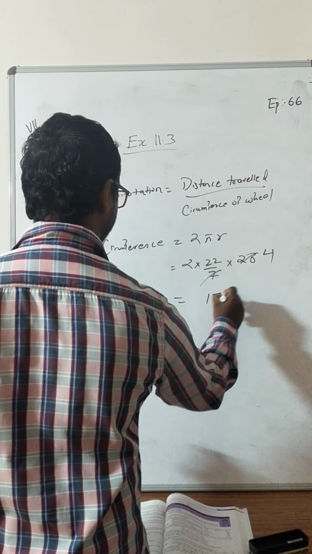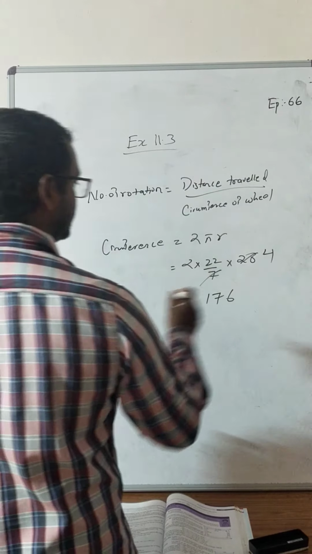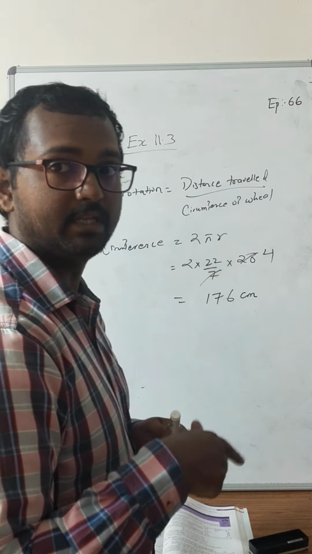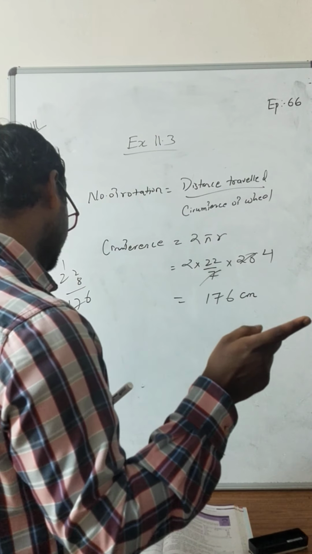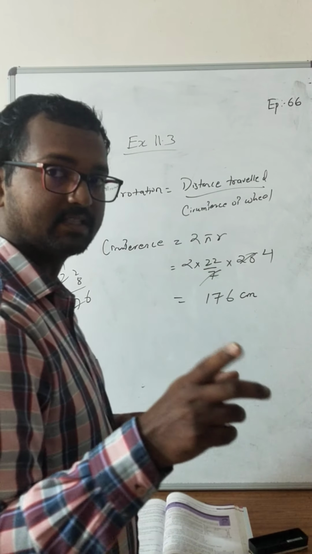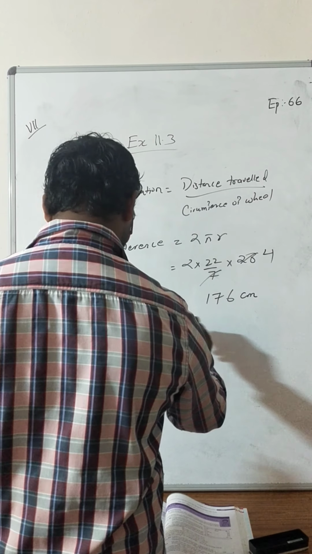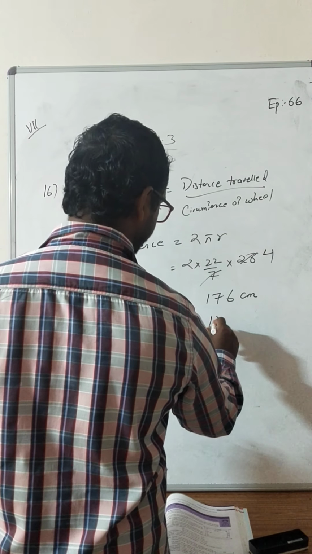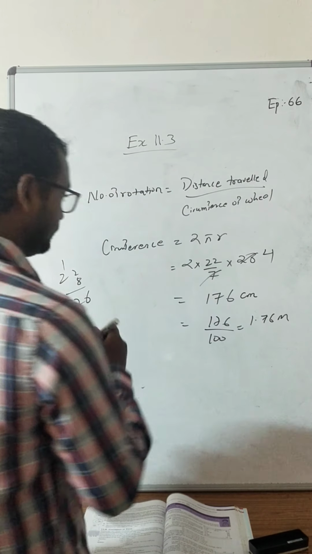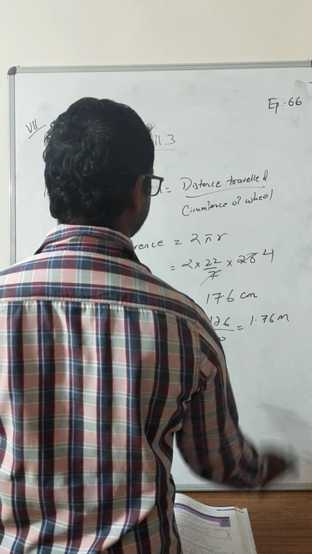So 176 centimeter we are getting as the circumference, but we want this in meter because the distance traveled is given in meter, which is 352 meter. So we will divide it. 176 divided by 100, we will get 1.76 meter. So we got the circumference of the wheel, which is 1.76 meter.